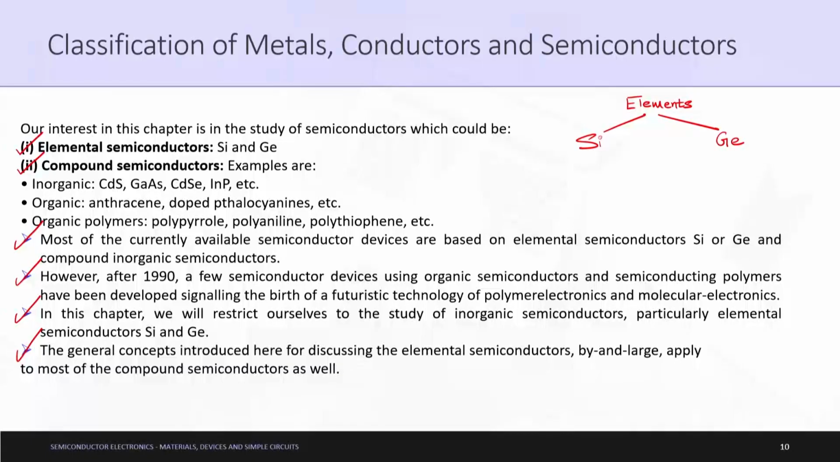So the conclusion of this slide is that there are two types of semiconductors. One is elemental semiconductors, one is compound semiconductors. As the name suggests, elemental as in elements are being used there, compound as in some compounds are being used there. Compounds are divided into two parts, one is inorganic, one is organic. The majority of this lecture series will be based upon inorganic semiconductors and elemental semiconductors.